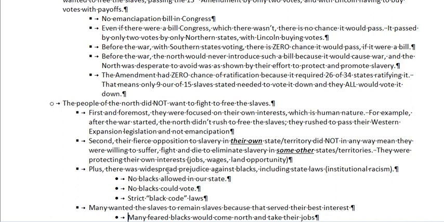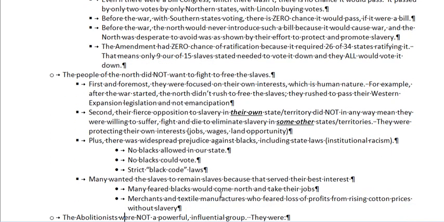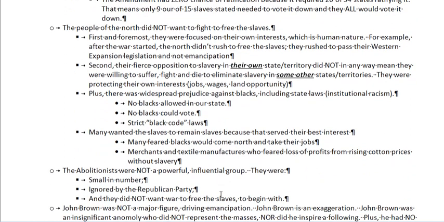Plus, there was widespread prejudice against blacks, including state laws. That's institutional racism. 4 states had laws saying, no blacks in our state. You can't even come to visit. No blacks allowed in our state. No blacks could vote. 6 states had that. Many more states had black code laws, those highly restrictive, prejudicial laws against blacks. I mean, come on. You think with all that, oh yeah, we're going to go fight to free these guys?